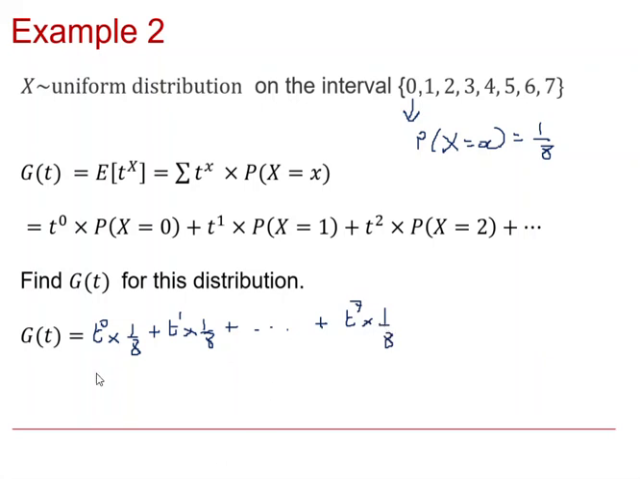And so we've summarized here the values x can take, and we can factorize the 1/8 out to make it look a bit simpler, the generating function in terms of powers of t, and obviously we can write t to the 0 just as 1 there. So t to the 4, t to the 5, t to the 6, t to the 7.